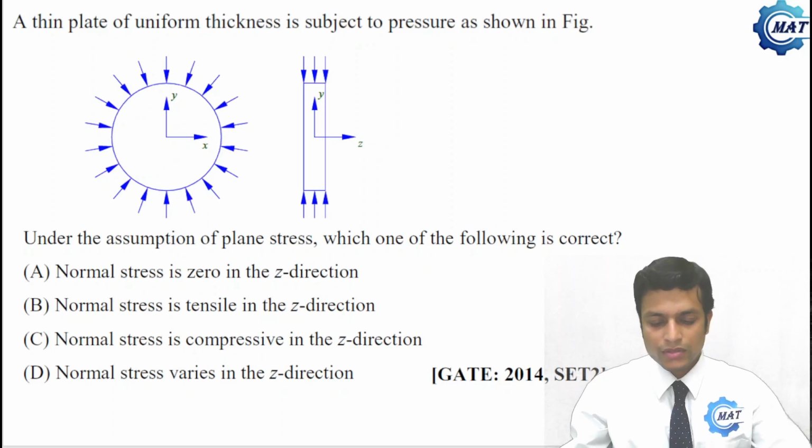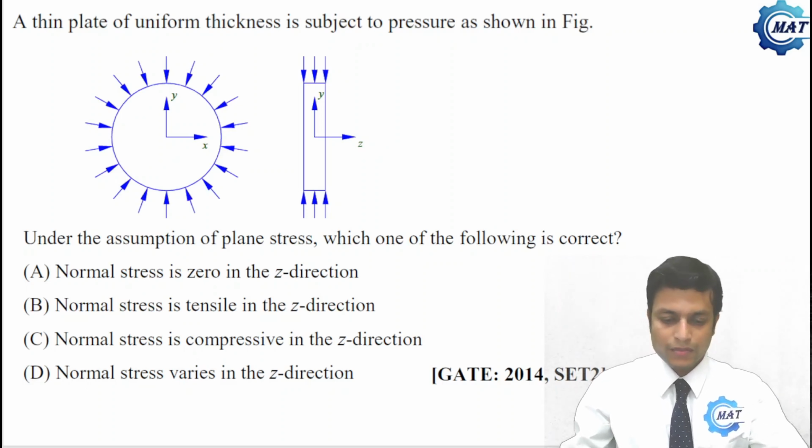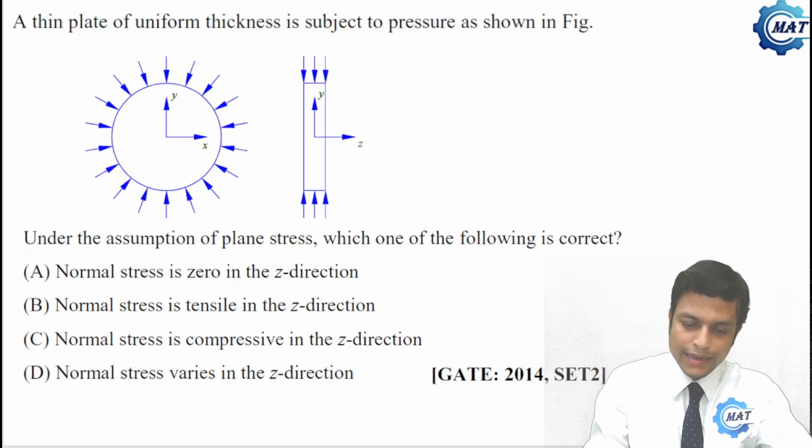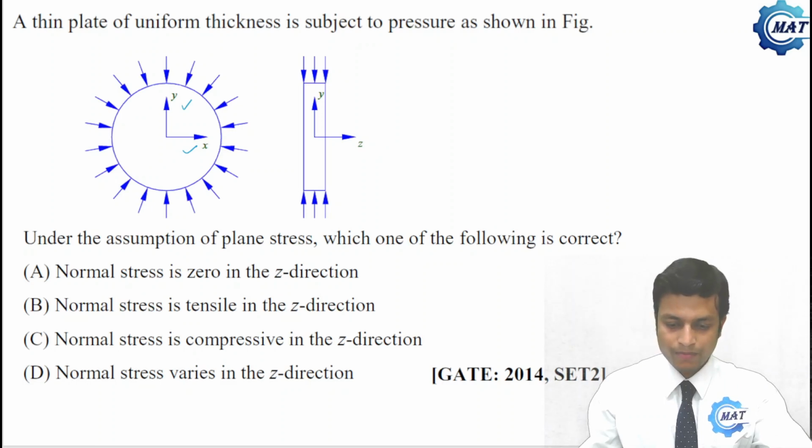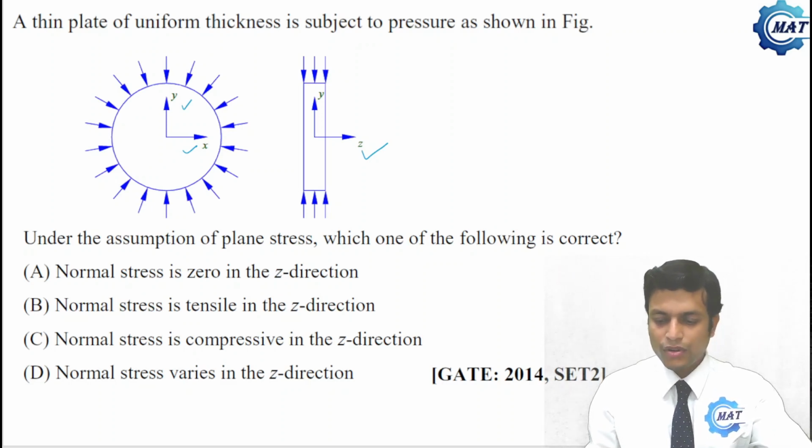Now let us solve some previous year's GATE problems. A thin plate of uniform thickness is subjected to pressure as shown in figure. So this is the XY plane, and the uniform thickness plate is subjected to pressure, and forces are on the XY plane, and there is no force along Z. Under the assumption of plane stress, which of the following is correct?